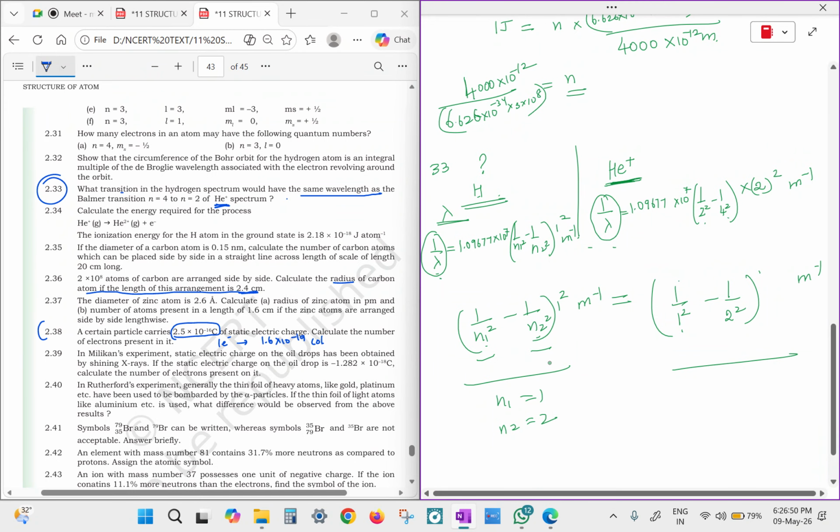Okay. So the transition of an electron from second to first shell in hydrogen will give out the same electromagnetic radiation as when the electron moves from fourth to second shell in helium. Got it? In a hydrogen atom, when an electron returns from the second to the first shell, it gives out electromagnetic radiation, the wavelength of which is the same as the electromagnetic radiation given out when an electron returns from 4 to 2 in helium. Got the concept?